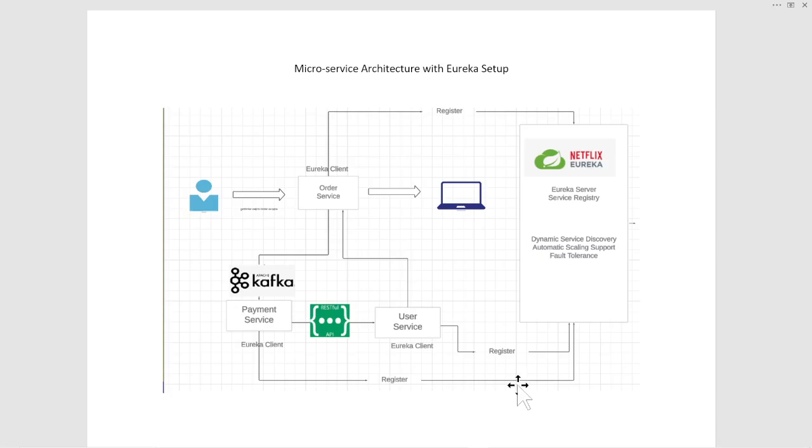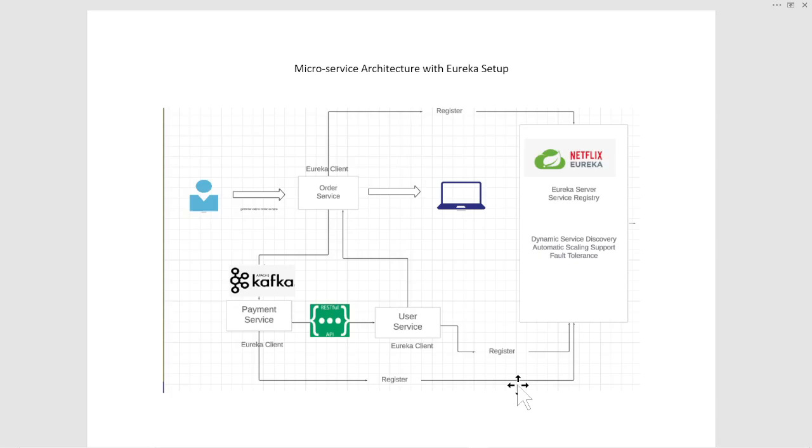To understand it better, let's see what Eureka is. Eureka is a part of the Netflix open source tools and is widely used in Spring Cloud projects. It helps Spring-based applications register themselves, discover other services, and handle load balancing. Eureka uses Ribbon behind the scenes to manage load balancing between services.